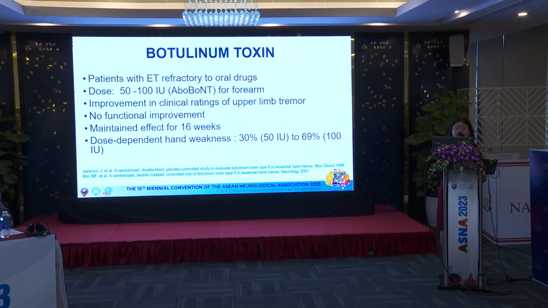Patients with essential tremor refractory to oral drugs can be treated chemically with botulinum toxin. Many studies saw an improvement in clinical rating of upper limb tremor, but no functional improvement. Therapeutic effects were maintained for 16 weeks, and dose-dependent hand weakness was the most common adverse reaction.